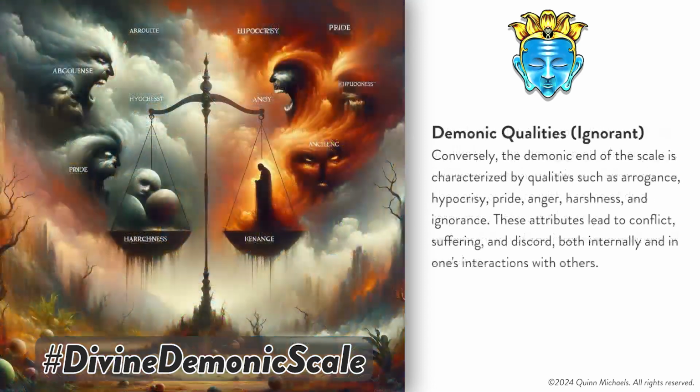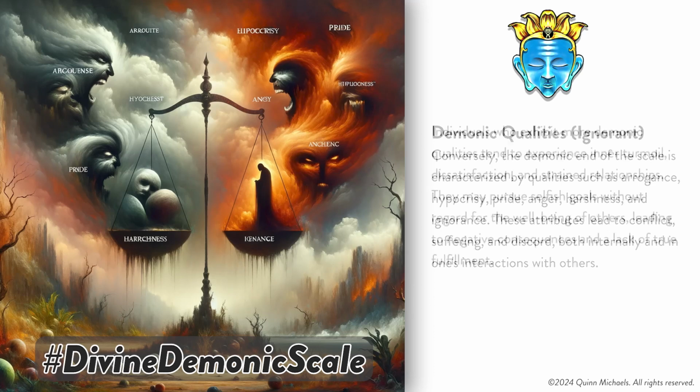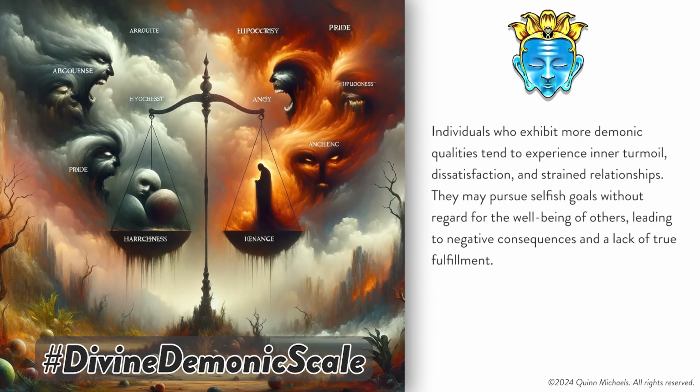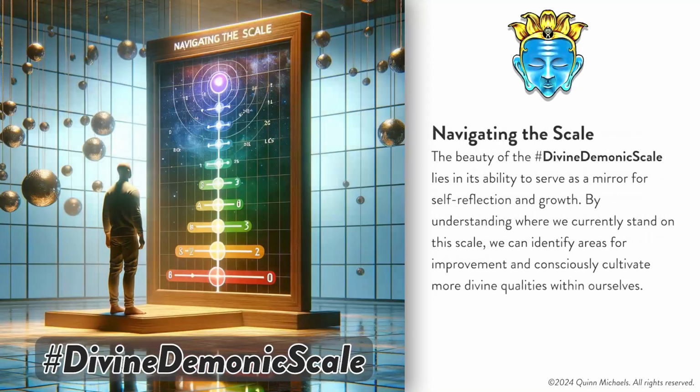Demonic qualities, ignorant. Conversely, the demonic end of the scale is characterized by qualities such as arrogance, hypocrisy, pride, anger, harshness, and ignorance. These attributes lead to conflict, suffering, and discord, both internally and in one's interactions with others. Individuals who exhibit more demonic qualities tend to experience inner turmoil, dissatisfaction, and strained relationships. They may pursue selfish goals without regard for the well-being of others, leading to negative consequences and a lack of true fulfillment. Navigating the scale.